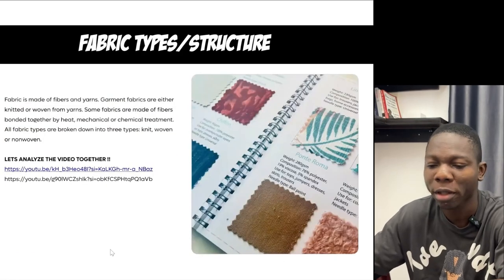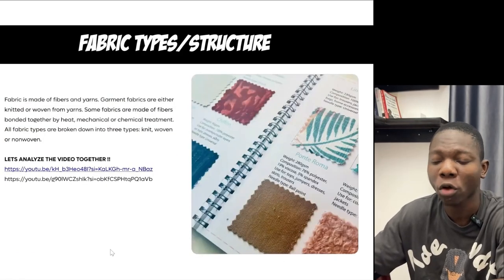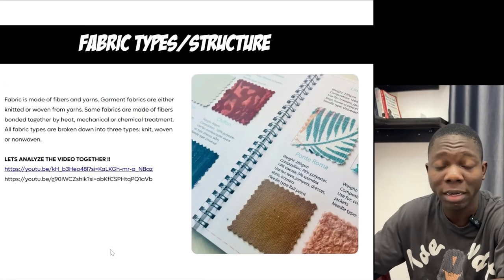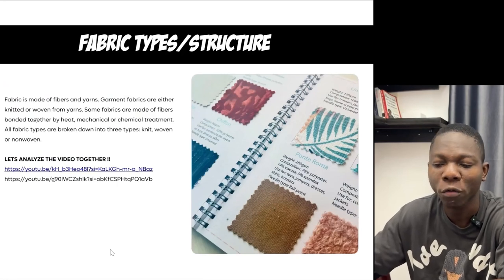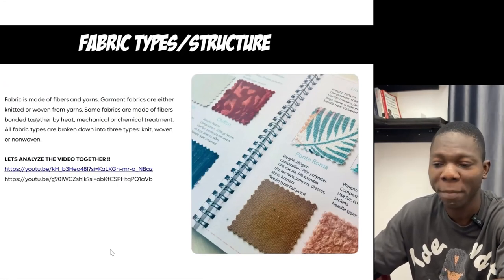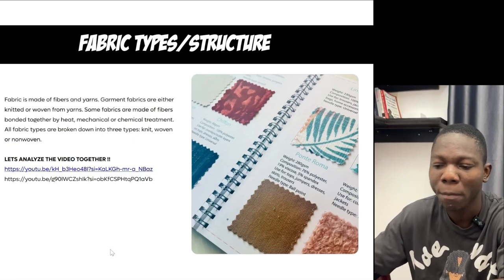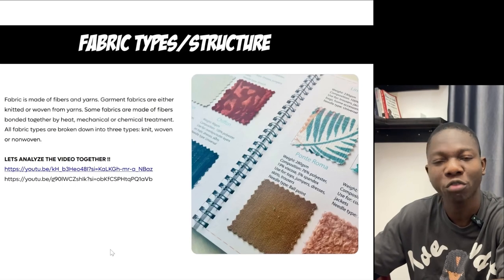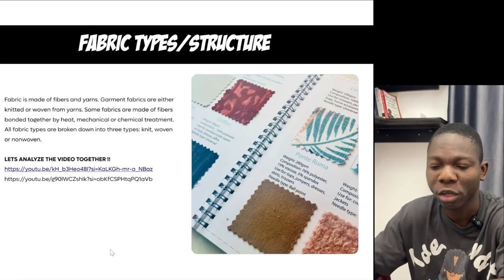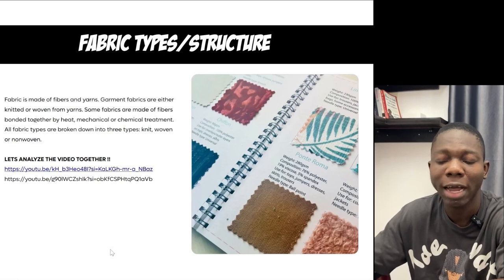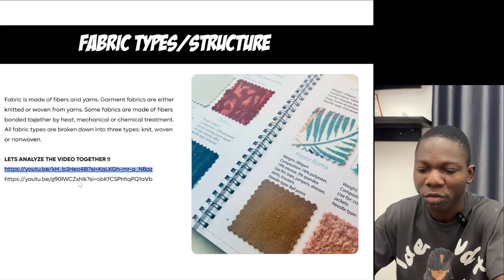The structure of a fabric. Fabric is either made of fibers or yarns. Garment fabrics can either be knitted or woven from yarns. So fabrics are made in a factory. Man-made fabrics are usually bonded by heat, mechanical, or chemical treatment. According to this classification, fabrics can be broken down into knit, woven, and non-woven. Let's take a look at this video together.